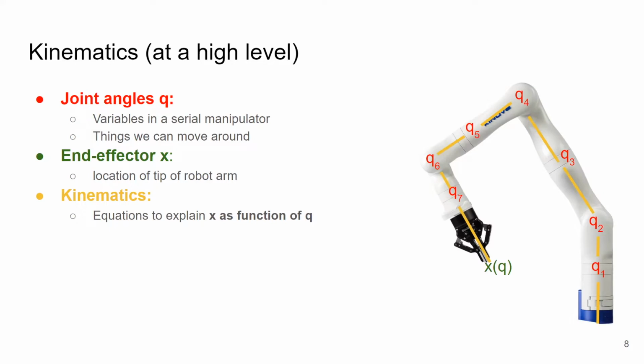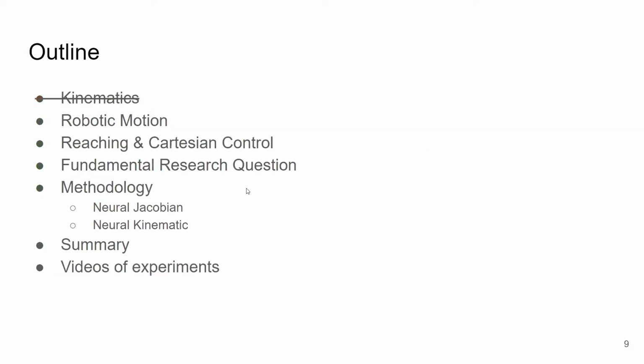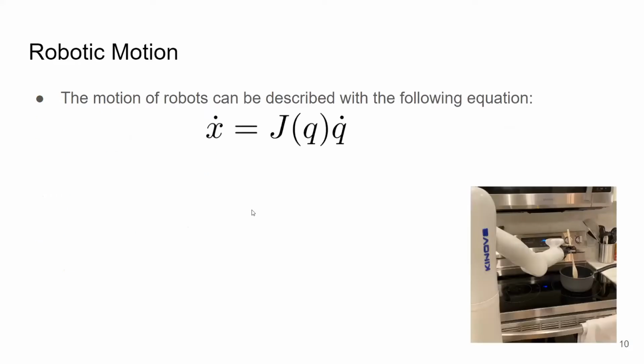We don't need to dissect kinematics further, but just to give you a high level understanding if you're not familiar with robotics. The next thing that we're going to need to know about is what is robotic motion, at least from my understanding of it. So the motion of a robot can be described with the following equation. The velocity of the end effector is equal to the Jacobian term with respect to the kinematics times the velocity of the joints.